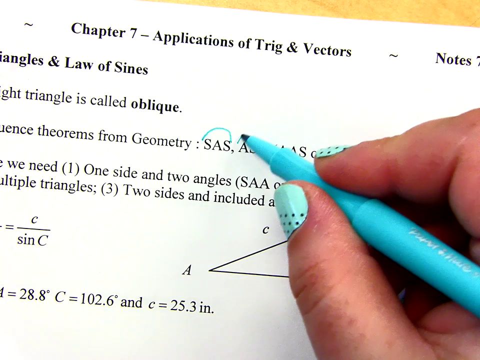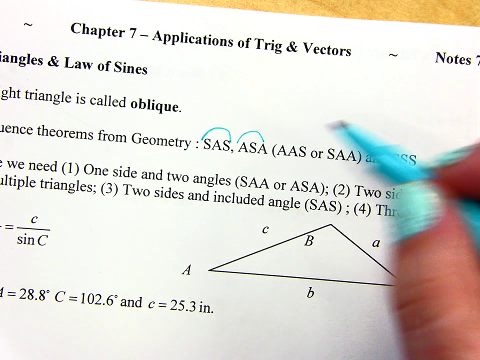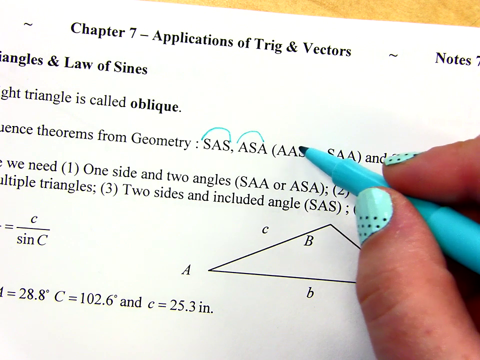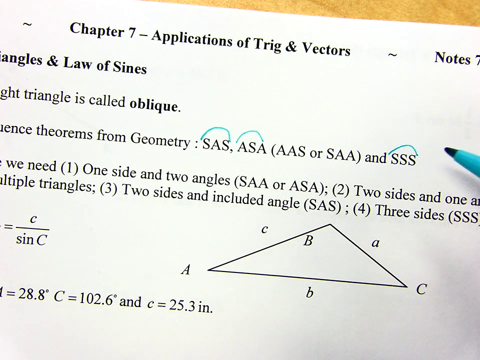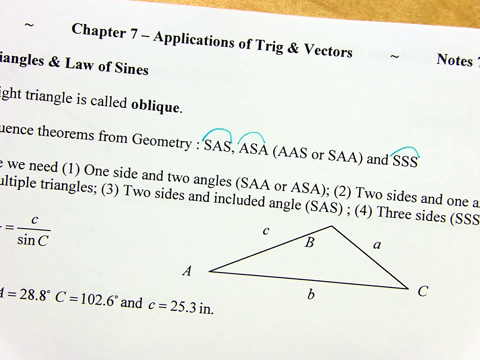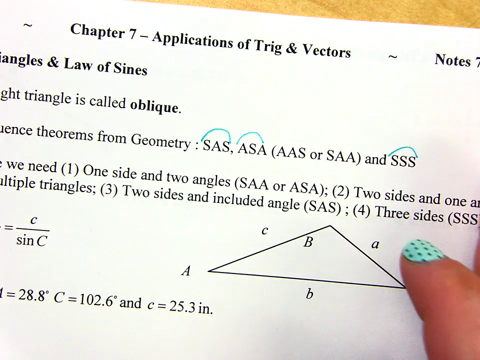You could have also done 2 angles with the side in between them. You could have done 2 angles with the side not in between them. Or you could have done side, side, side. There is one more, but that refers to right triangles, and we're not talking about right triangles here. Just so we remember, what was the one way that was for right triangles only? Hypotenuse leg, HL. Right triangles only. So you can prove 2 triangles congruent using one of these methods.